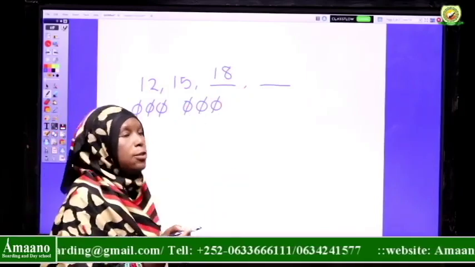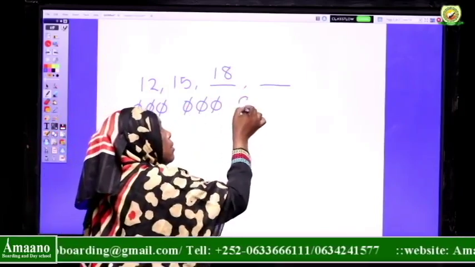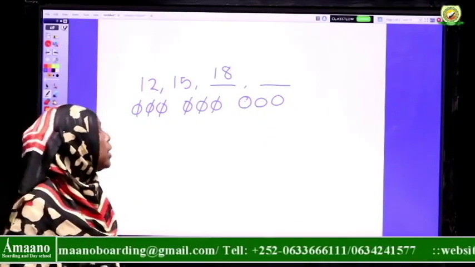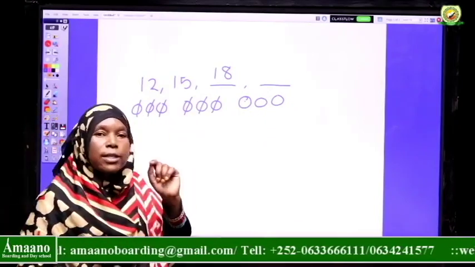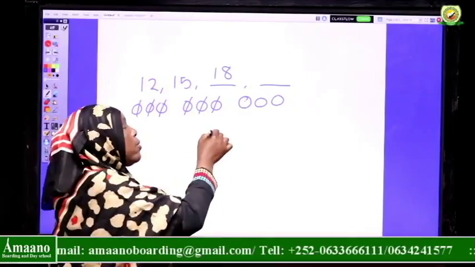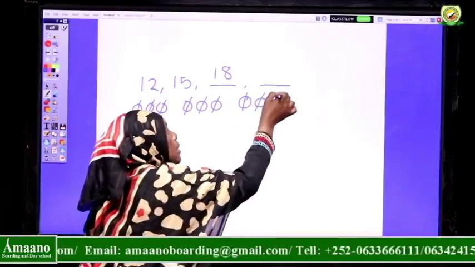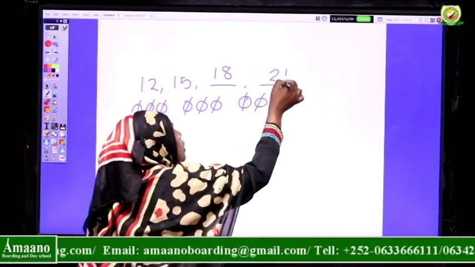We are not yet done, children. We continue counting. For us to continue counting, you add 3, and then we have 18 there. For us to go to the next number, we will add another 3 balls. This is 18, 19, 20, 21. So 21 is the answer.